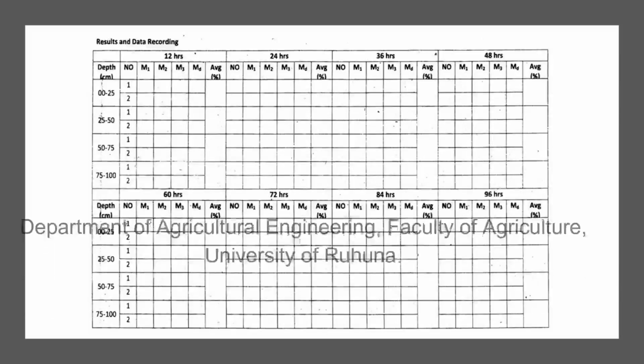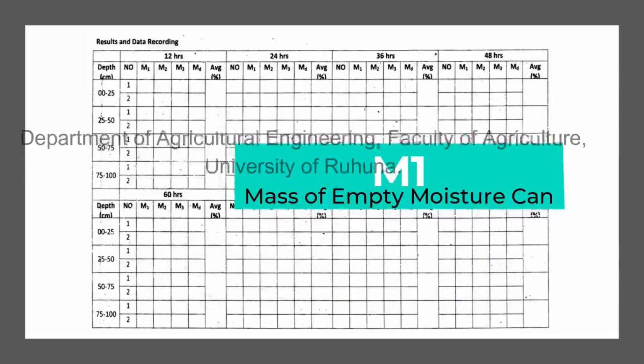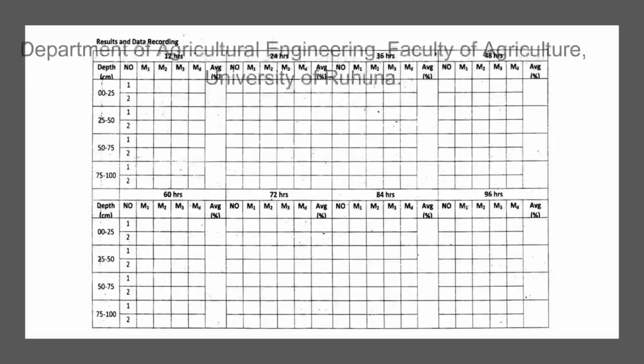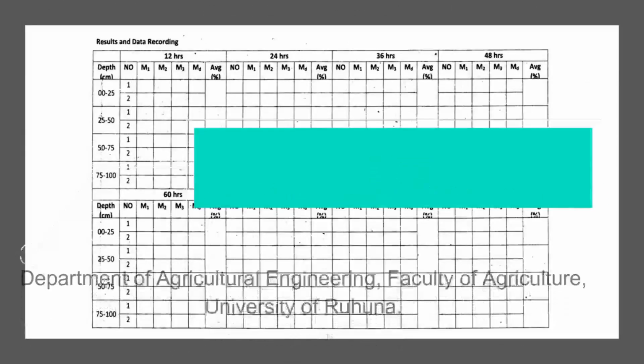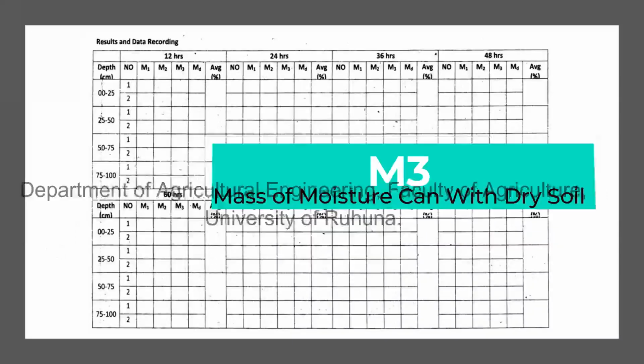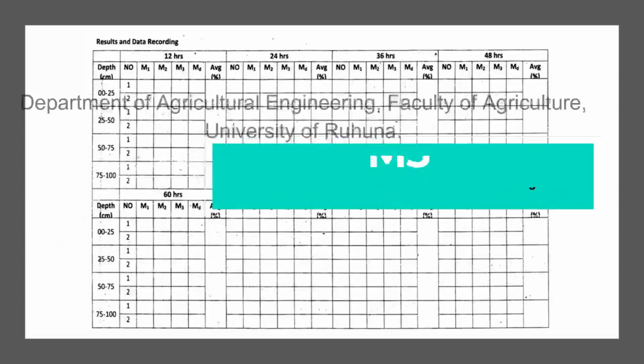This is the way to record data. Here M1 is the mass of the empty moisture can, M2 is the mass of the moisture can with wet soil, and M3 is the mass of the moisture can with dry soil.